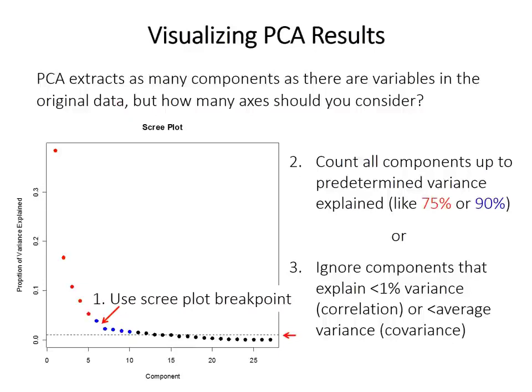Or you could look at however many you can interpret, right? If you don't know what principal component axis 4 is telling you, if you don't know what that gradient is, there's not a huge amount of point in spending a lot of time interpreting it.